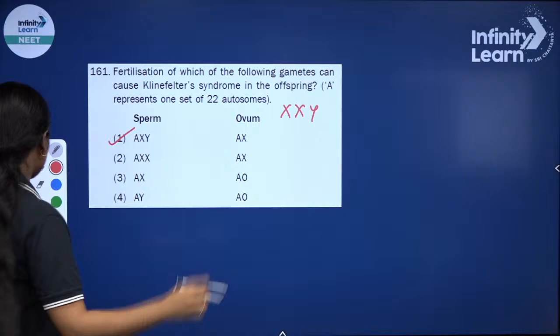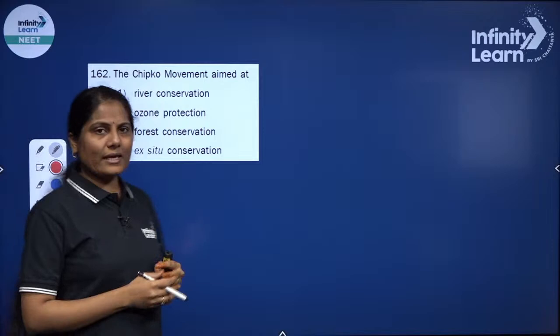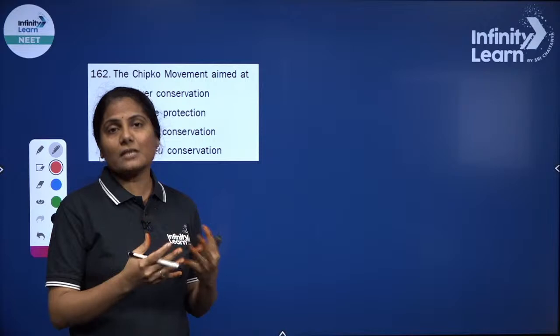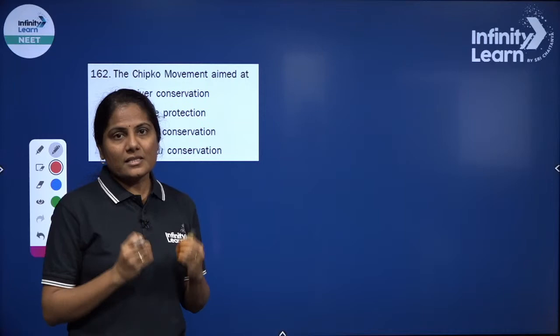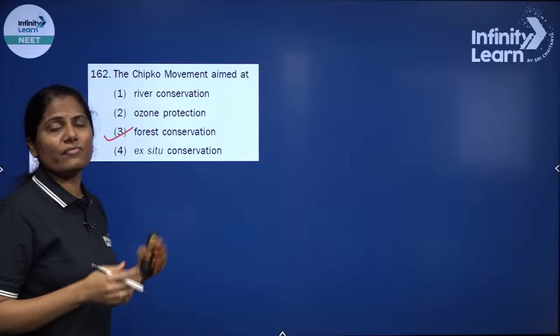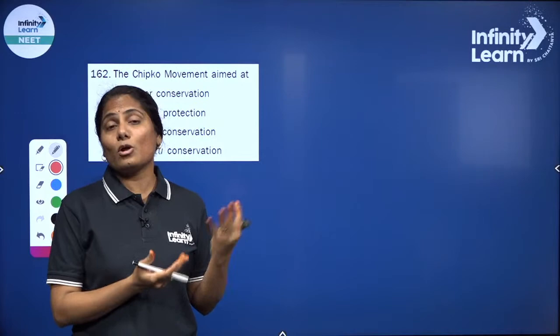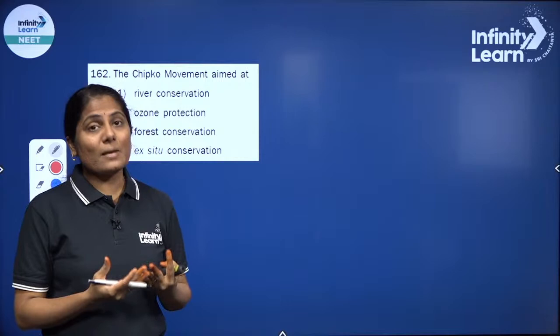So the Chipko movement, again, very, very easy. Chipko meaning where they're hugging the tree. It's a great movement that has started in order to protect our forests. The Chipko movement is concerned with forest conservation. In the South also, the same movement was carried out in the Western Ghats, called the Appiko movement, right? This is something that is inspired from Amrita Devi Bishnoi.